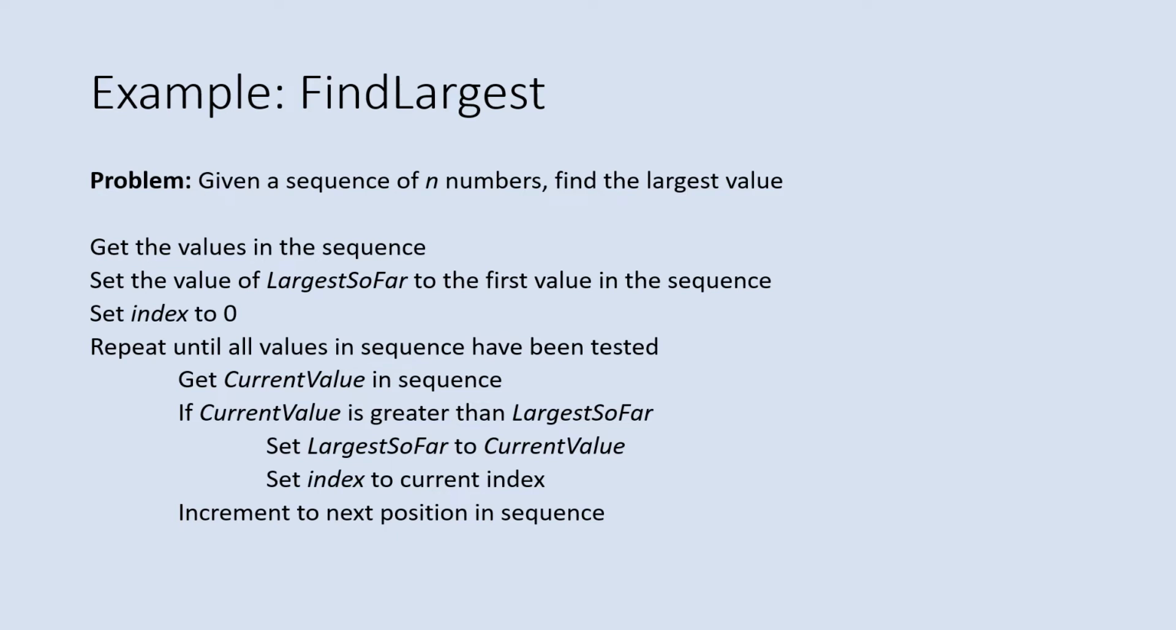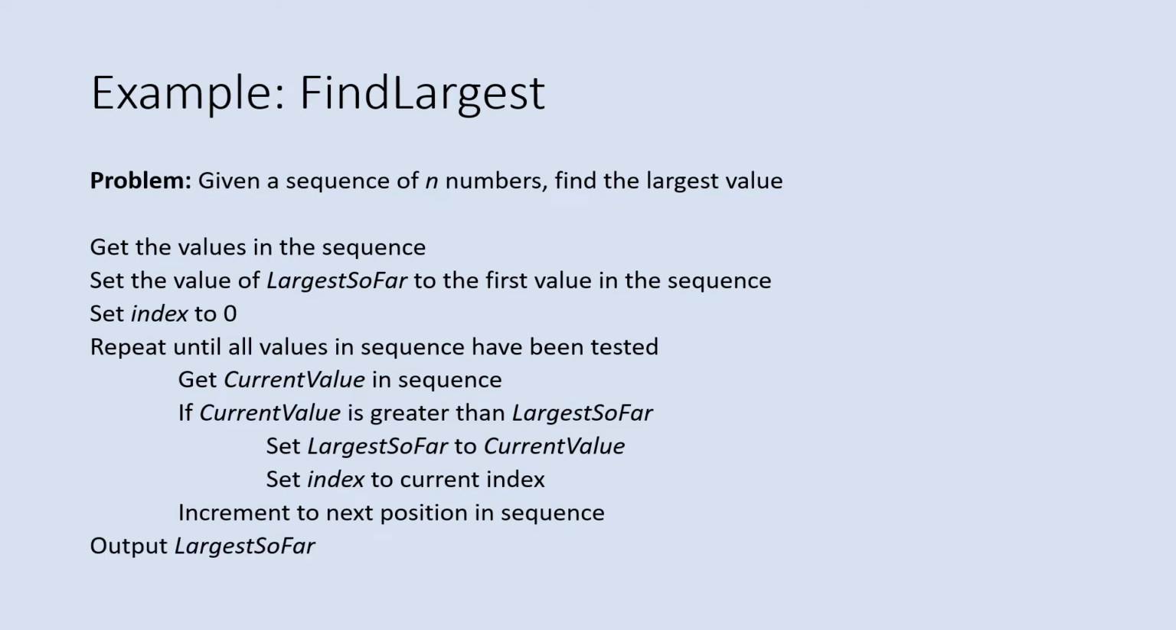Now, since we only updated if it was greater than the largest so far, if there were multiple instances of the largest value, we would not know that. We would only recognize the first instance of the largest value and know where it was.